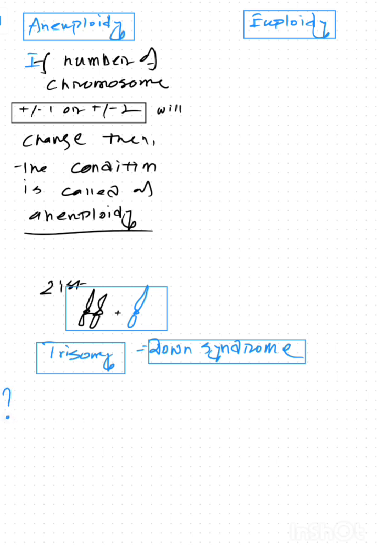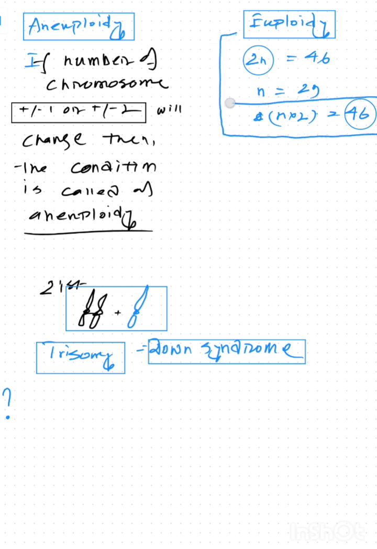Now let me explain euploidy. Probably you may have heard about euploidy, when the set of chromosomes, suppose we have 2n chromosomes. 2n is equal to 46, so the n set is 23. So in our case, when n is multiplied by 2, it is converted into 46. So if somebody asks what the ploidy condition is in a normal human, it is euploidy.